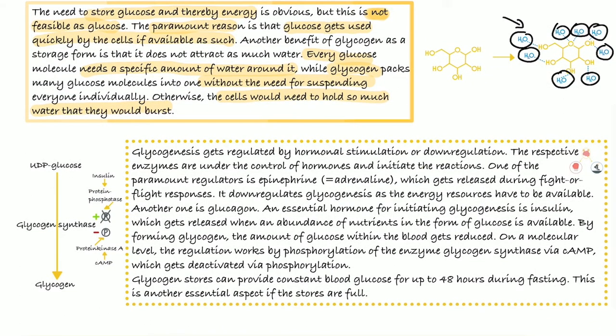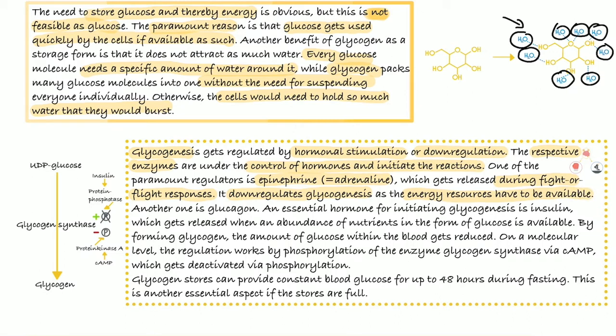Well, so now we know what it is, but when do we need glycogenesis? It's a process that is regulated by hormonal stimulation or downregulation depending on the context. And it's usually about the respective enzymes which are under the control of hormones, which then can initiate a reaction. One of the important hormones here is epinephrine, which is also known as adrenaline. This gets released during fight-or-flight responses. It actually downregulates glycogenesis because we need the energy resources and we cannot store them.